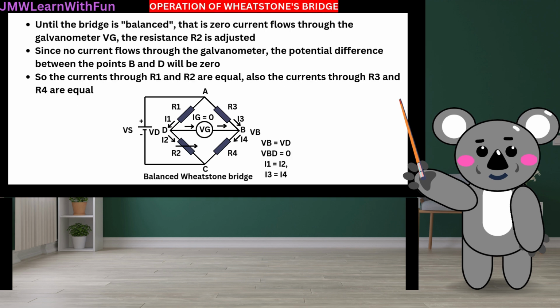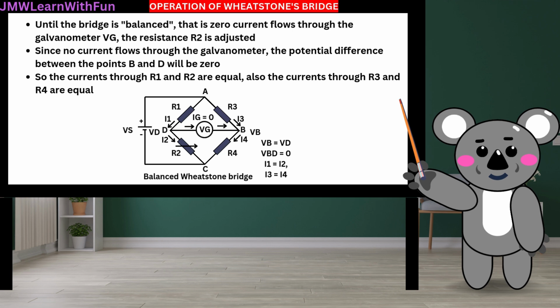Until the bridge is balanced, that is zero current flows through the galvanometer VG, the resistance R2 is adjusted. Since no current flows through the galvanometer, the potential difference between the points B and D will be zero, so the currents through R1 and R2 are equal. Also the currents through R3 and R4 are equal.